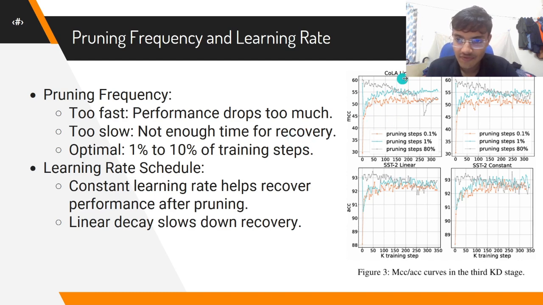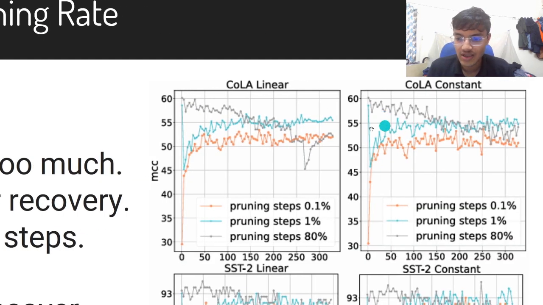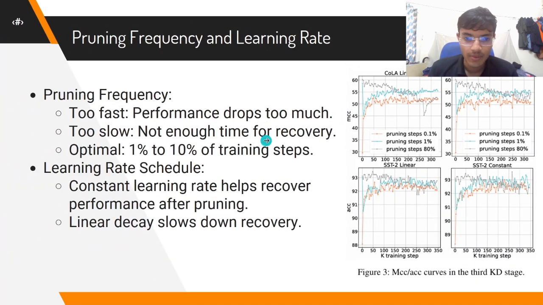And these are the graphs that we have got in the paper that I mentioned. We can see that the blue one, the pruning step for which it is 1%, is generally above at the end of the iterations. So, based on the experiments, we found that the optimal pruning frequency is between 1 to 10% of training steps. And if we keep the pruning frequency too fast, the performance drops too much. And as you can see, like the 80%, at some point the accuracy is dropping too much.